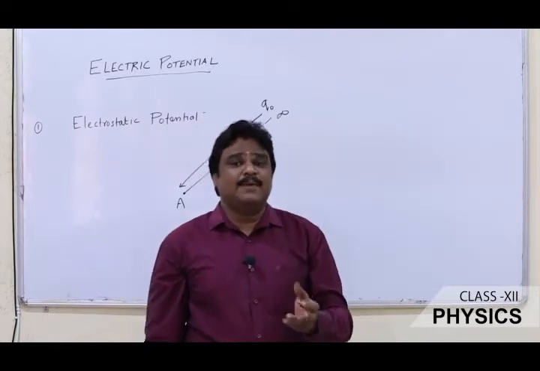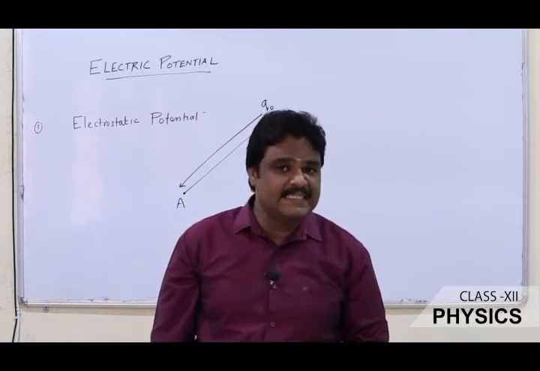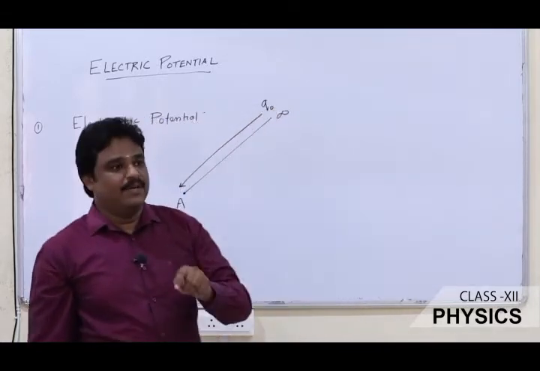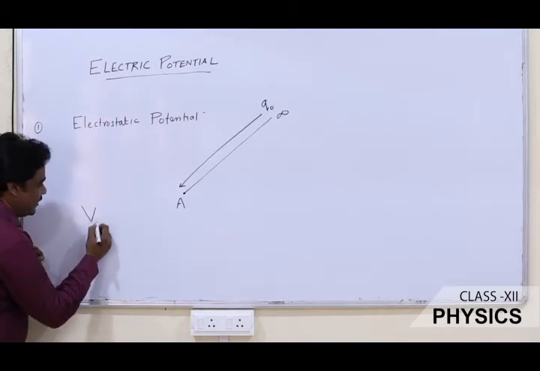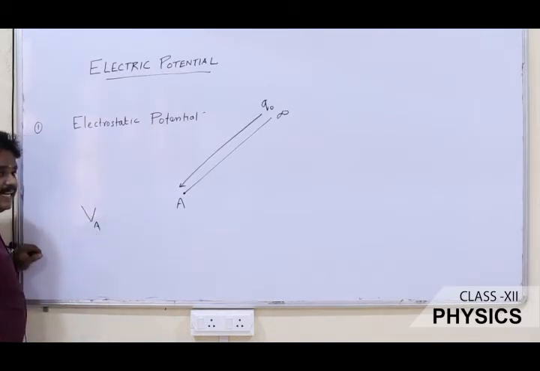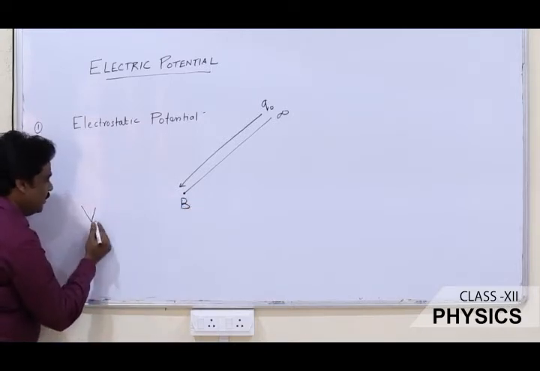Whereas electric potential at a point is defined as the amount of work done in bringing the test charge from infinity to that point. So mathematically, we can write the potential at A as VA. If this point is B, I can write it as VB.